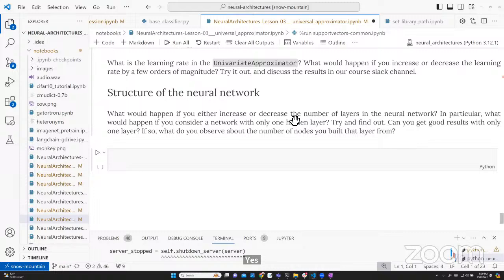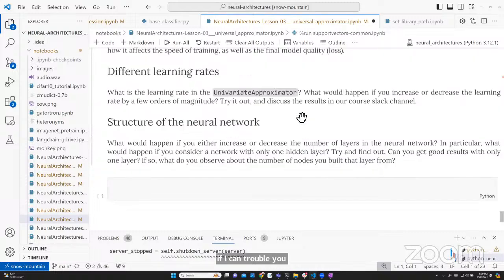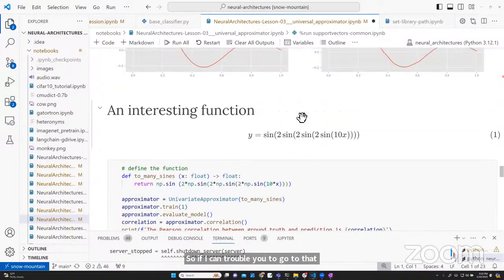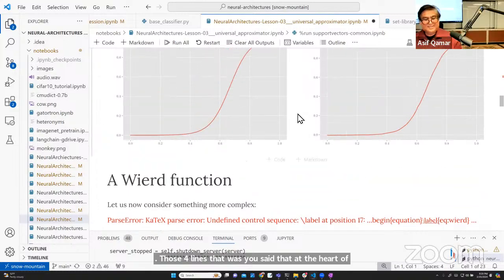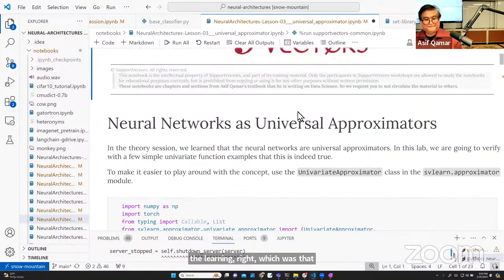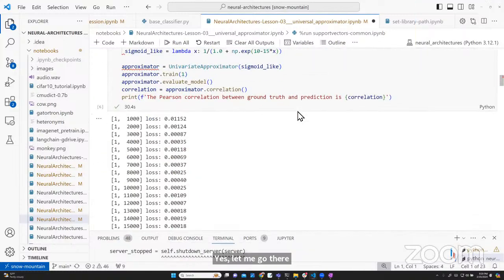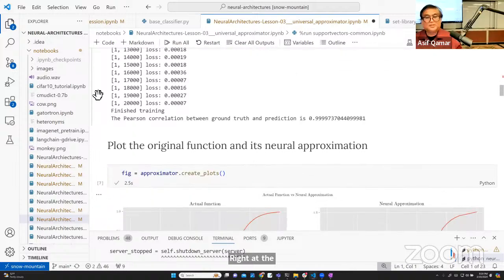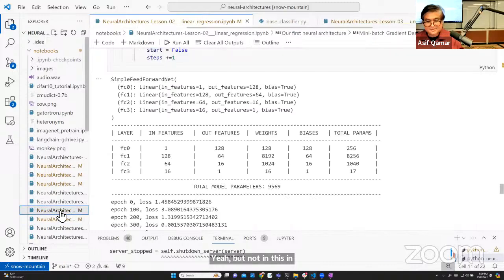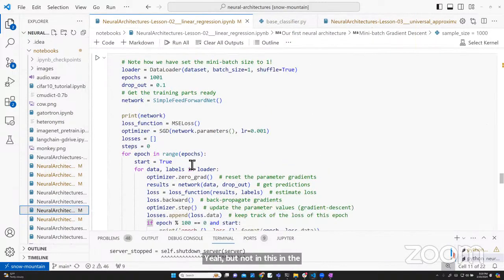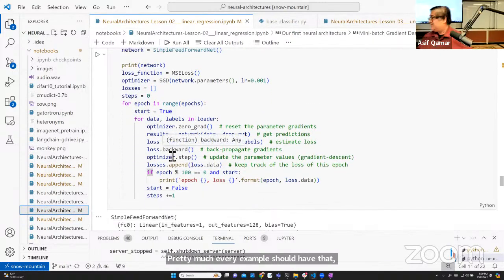So Asif, if I can trouble you to go to those 4 lines that you said were at the heart of the learning, which was that backward, and then there was a step. Yes, let me go there. Right at the beginning, the first example I think you showed us. Exactly. But in this one, because I didn't want to repeat the code, I abstracted it out into a function.